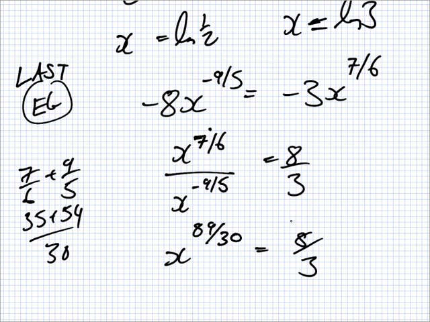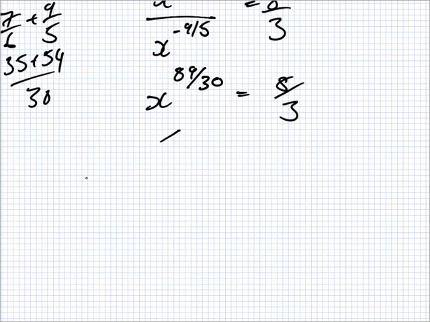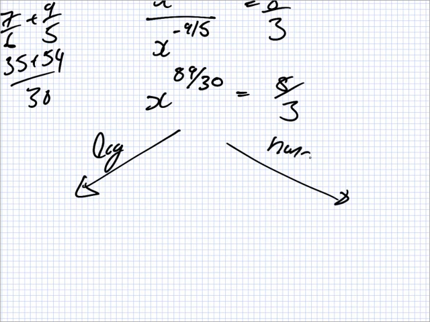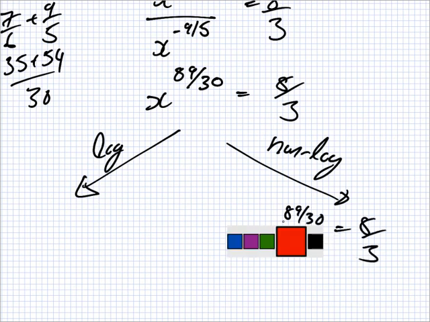Well, actually, will we use logs to solve this? Or you don't mind? Because you have two ways to go here: the log route or the non-log route. If you use the non-log, you would have x to the power 89 over 30 equals 8 over 3. And what you would need to do is put a power of 30 over 89 on both sides.